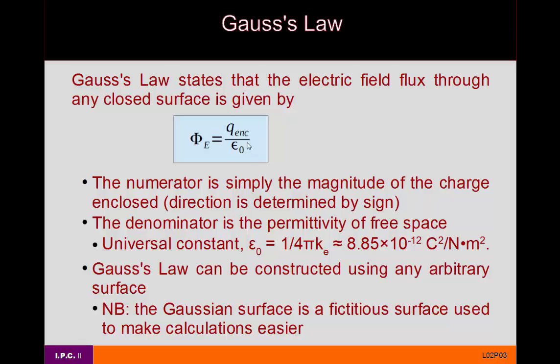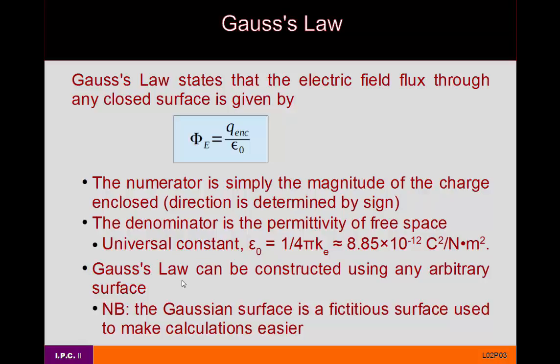And recall that we actually saw this permittivity of free space in part 1 of this lecture set. It is basically 1 over 4 pi times k sub e. And it has an actual value of 8.85 times 10 to the minus 12 coulombs squared per newton meter squared. So actually these units are the reciprocal of the units for k_e, because it is equal to some constant, 1 over 4 pi, times the reciprocal of k_e.